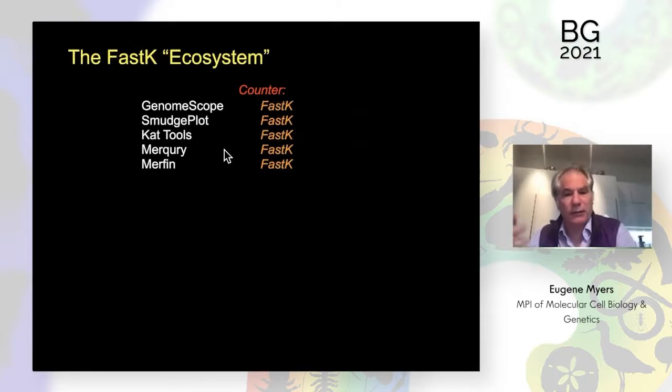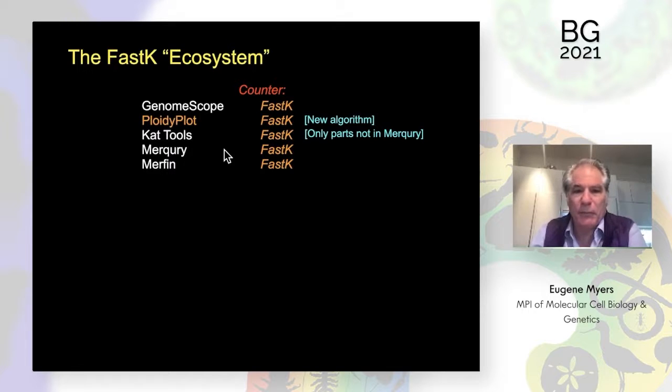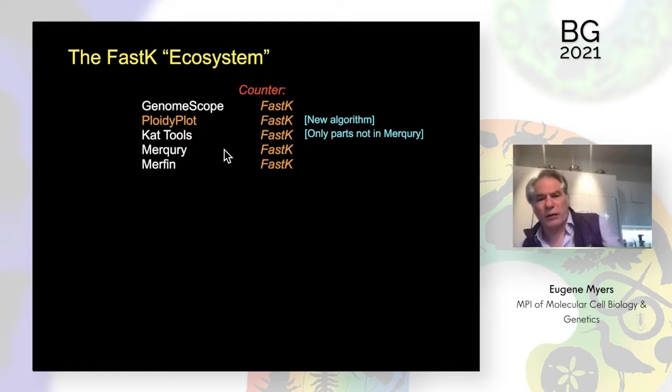Shane McCarthy at the Tree of Life project suggested that it would really be better, and it would be great, if all these tools operated with respect to a single k-mer counter program. And so we've embarked on doing that for FastK, and we've almost completed the task. In doing so, we ended up replacing smudgeplot with a new program that we call ploidyplot that produces much more interpretable plots. And we only realized the tools in CAT that are not in Mercury, as these 2 tool suites are quite similar.